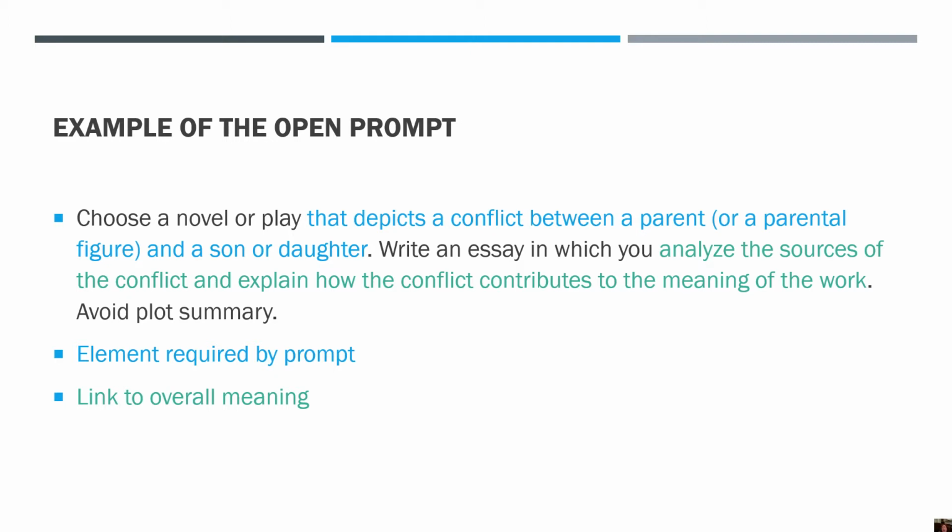They may or may not tell you to avoid plot summary. You should always avoid plot summary. So there's always an element that's required by the prompt. In this case, it's a parent or a parental figure, and the conflict with the son or daughter. And then they're asking you to link it to the overall meaning. And that means explicitly in your essay somewhere, I should be able to highlight, here's the overall meaning of the work as a whole.